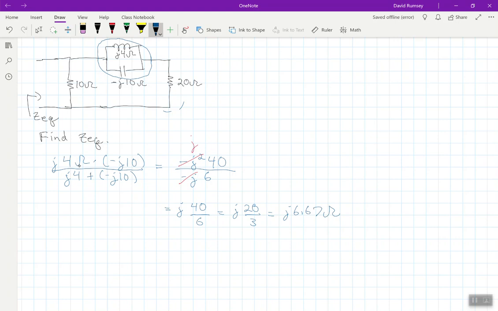Now you can always double check your computations, make sure I did everything correctly. And again, you can use your calculator to do this. I worked it out by hand here, but you can use your calculator. So now let's draw the circuit that I have here.